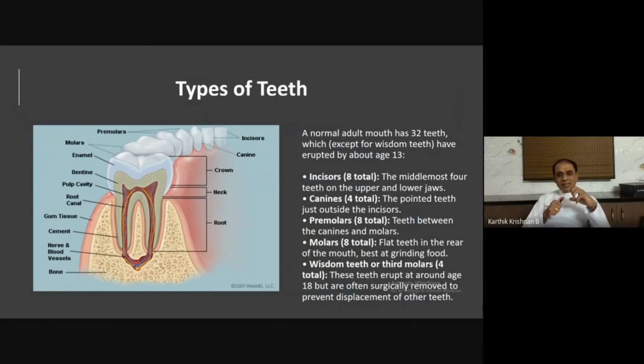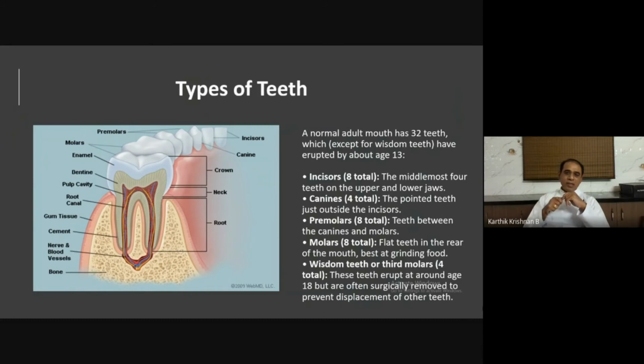Incisors are 8 in number in total, 4 in the upper and 4 in the lower. They are the front teeth. Then comes the canine, which we call the cornerstone of the mouth. They are 4 in number, 2 in the upper and 2 in the lower, 2 on either side. Then premolars, they are 8 in number, 2 on either side in the upper and 2 on either side in the lower.